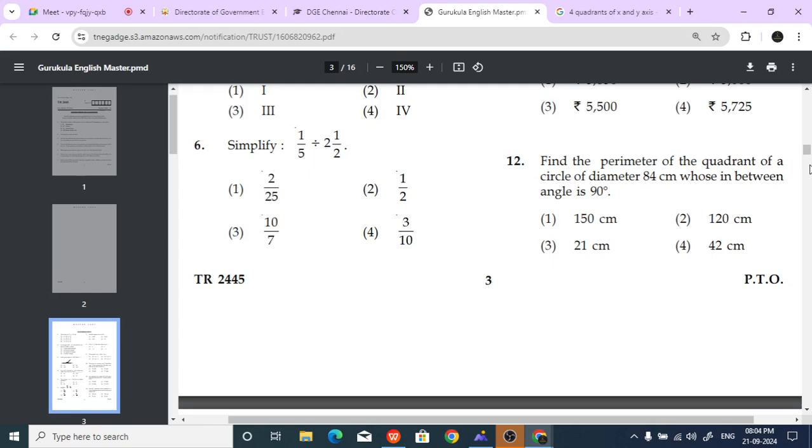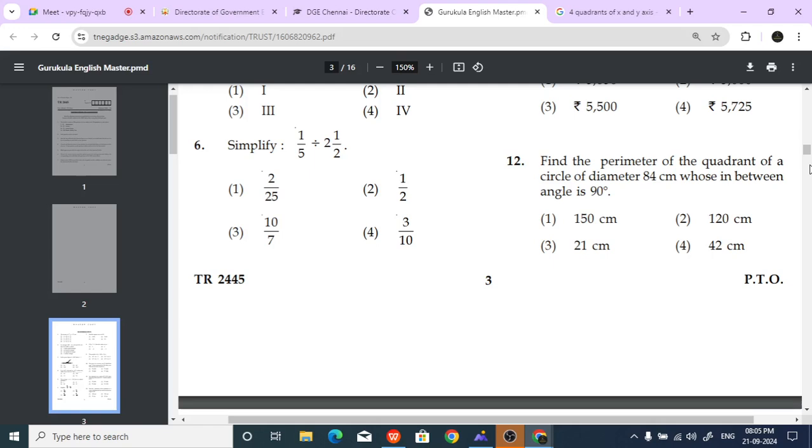So, if there is a divided by, then we can make it into 5 by 2, you can put 2 by 5. You can put the reciprocal, 2 by 5. The one which is below will go up, and the one which is up will come down. 2 by 5. So what is the answer? 2 by 25? First option is the answer.